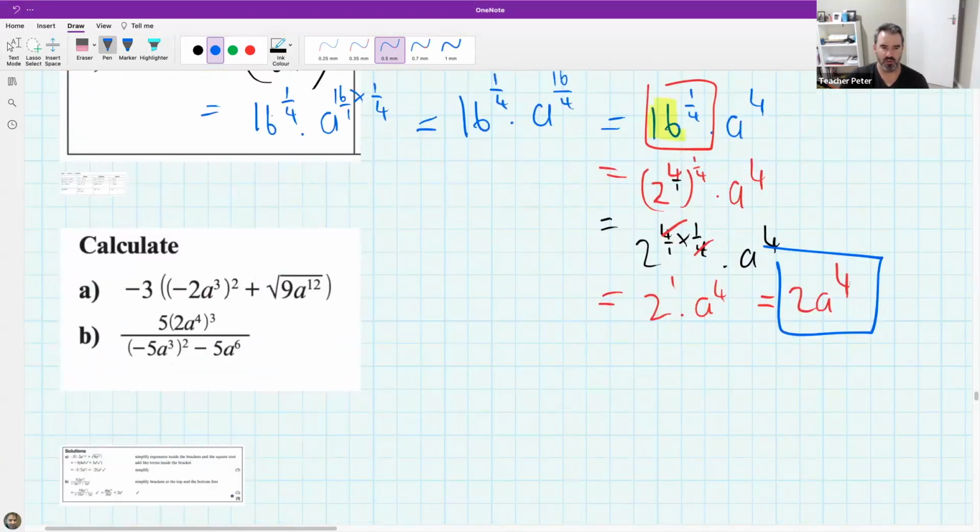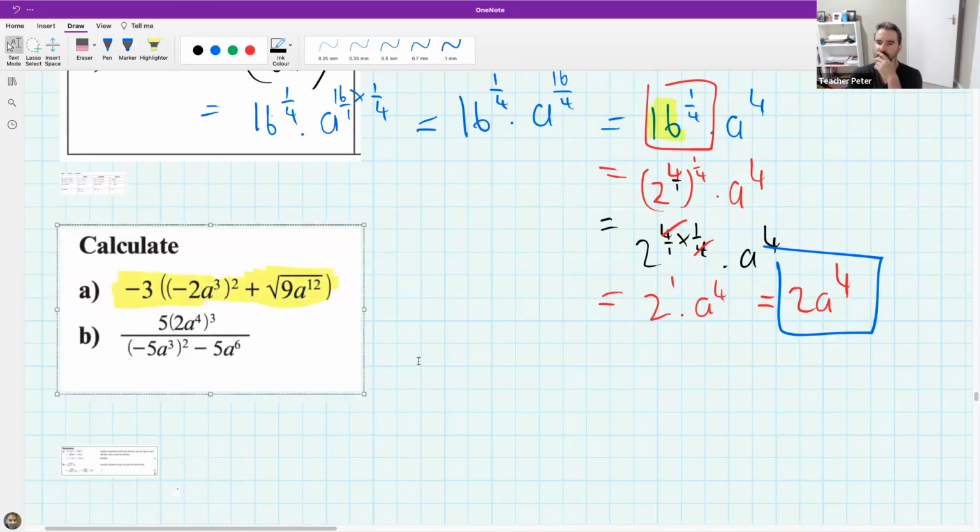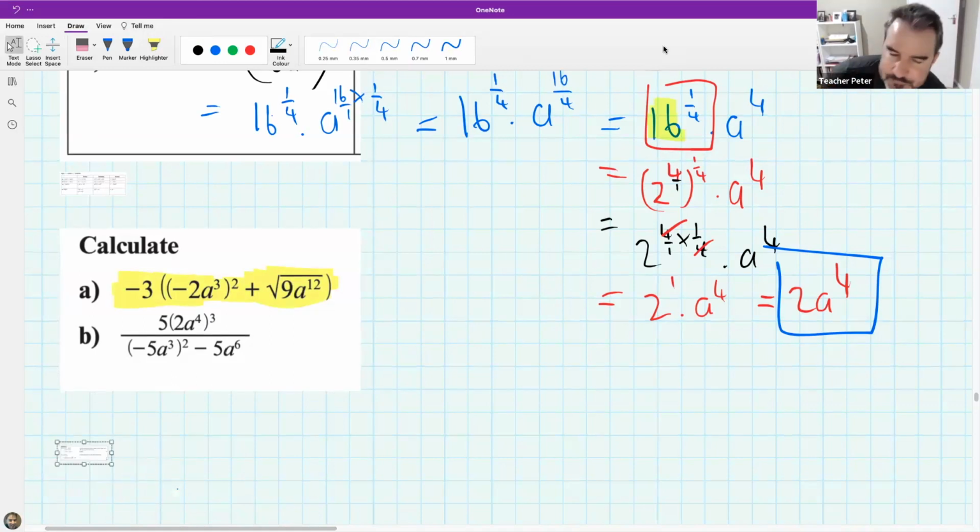So let's say the last question for today. I think we've done enough for today, for our first day. I want you to calculate what the value of that is. And then we are going to call it a day for today. How would we simplify that?